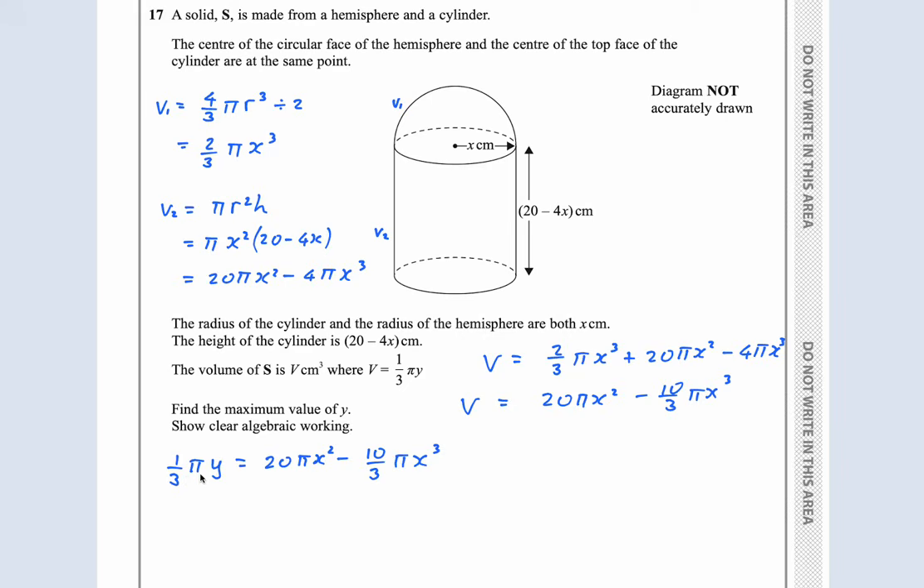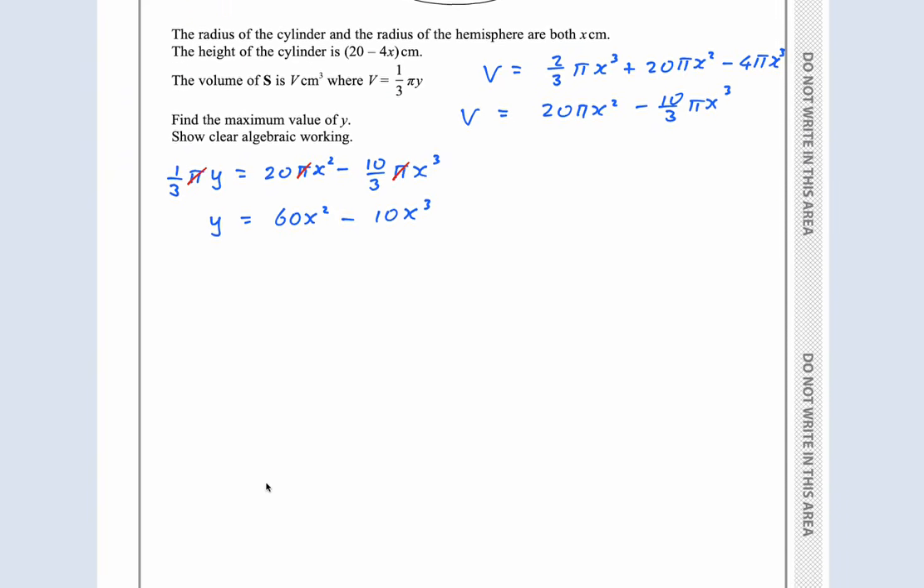Okay, now let's first divide by pi. So I can divide everything by pi, which is nice because this is going to disappear. And then I'm going to multiply everything by 3, which will remove this 3. So this becomes y, this times 3 is 60x squared, and this times 3 also removes this 3, so it's minus 10x cubed. Okay, this is y.